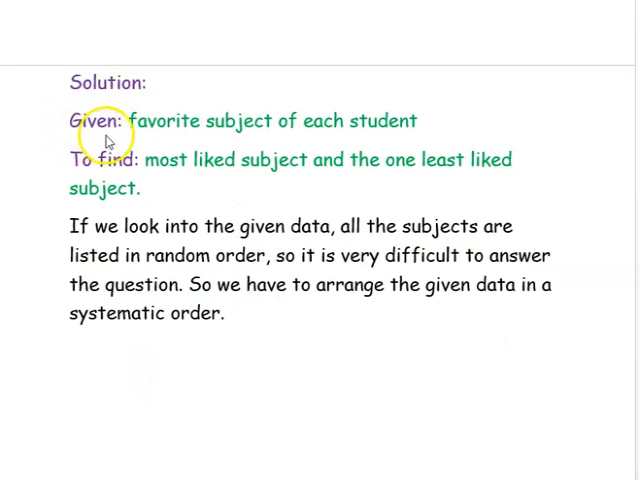Solution. What is given is the favorite subject of each student. What we want to find is the most liked subject and the least liked subject. If you look into the given data, all the subjects are listed in random order. So it's very difficult to answer the question. So we have to arrange the given data in a systematic order.